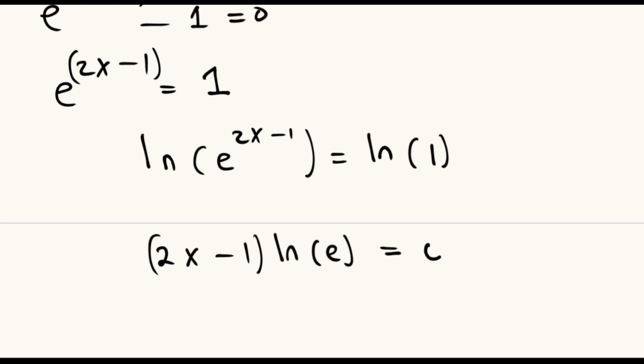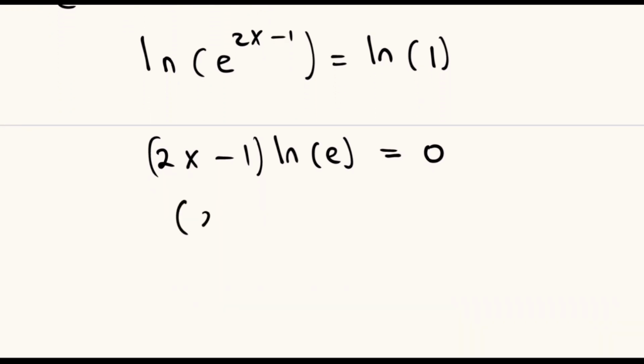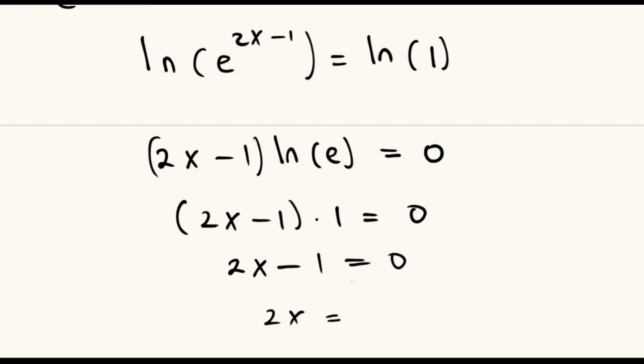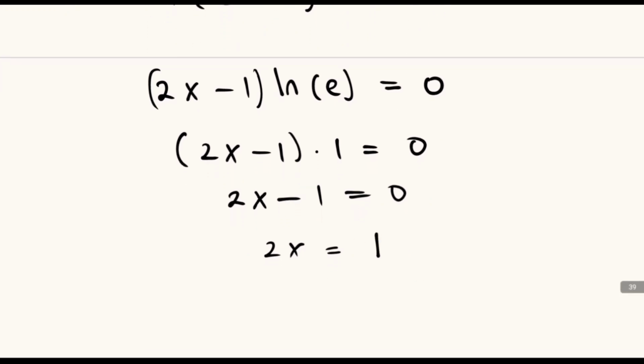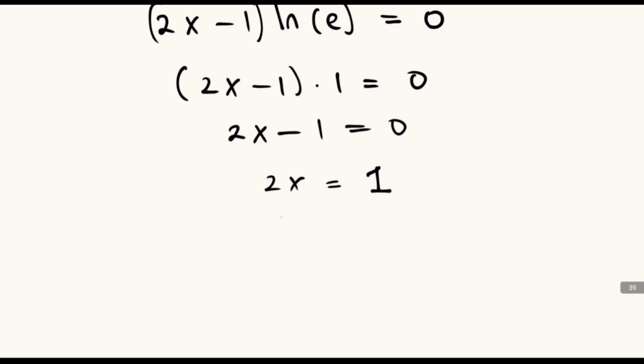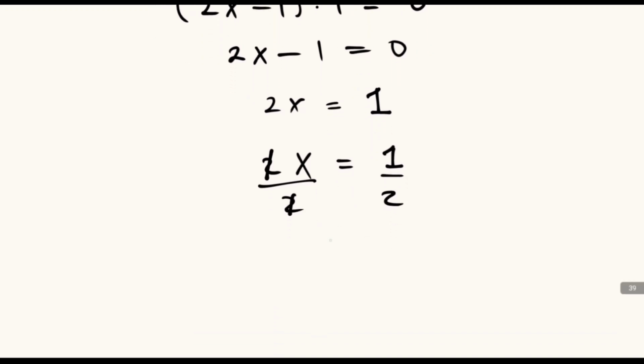and ln 1 is equal to 0. We have 2x minus 1 times ln e, which is equal to 1, and 1 multiplied by 2x will just be equal to 2x, and negative 1 multiplied by 1 will be equal to negative 1. We take the negative 1 to the right, it's going to change sign from negative 1 to positive 1, and from here we divide both sides of the equation by 2. That 2 and that 2 will cancel out each other, so x will be equal to 1 over 2.